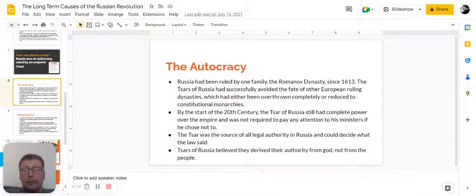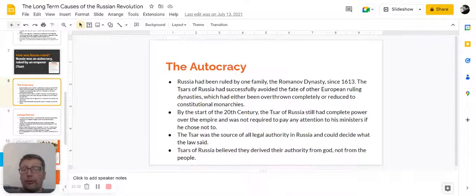By the late 19th century, countries like Great Britain and France and Italy, to some extent Germany, though it's a more complicated case, have become constitutional monarchies. In the case of France, obviously a republic, beg your pardon. The Tsars of Russia had successfully avoided the fate of other European ruling dynasties, which had become overthrown completely or been reduced to constitutional monarchies.